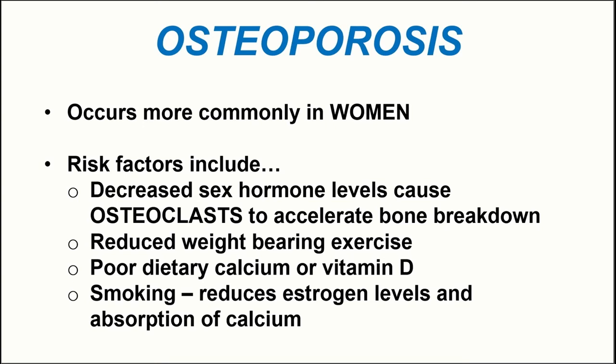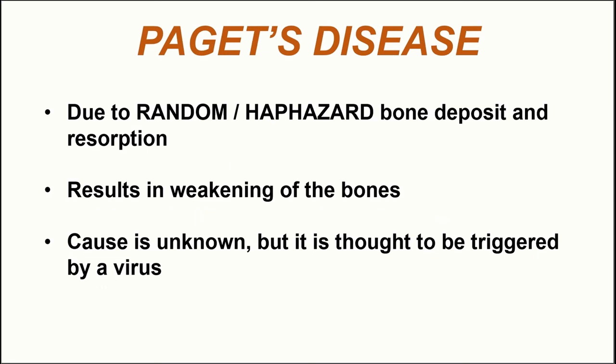Last but not least, we'll take a look at Paget's disease. And this is a disease that is caused by a random or haphazard deposit of bone tissue. So remember that we saw that bone is generally deposited where mechanical forces are applied to it. In Paget's disease, bone deposit is random, so it's not really driven by the forces that are applied to the skeleton. And so because of this, the skeleton is not reinforced in the places that it should be, and so this results in an overall weakening of the bone tissue itself.